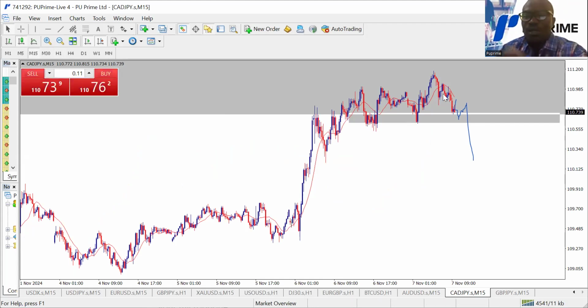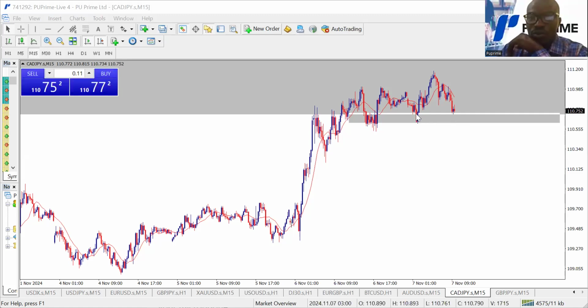Okay, so CAD JPY, we still wait. We are a little patient and we are waiting for a proper sell. What I'm looking at is, I would have said we should take an outright sell for CAD JPY, but we still need this low to be broken. So this low needs to be broken before we could confirm a proper sell, or probably the market retests this resistance before we take our sell.